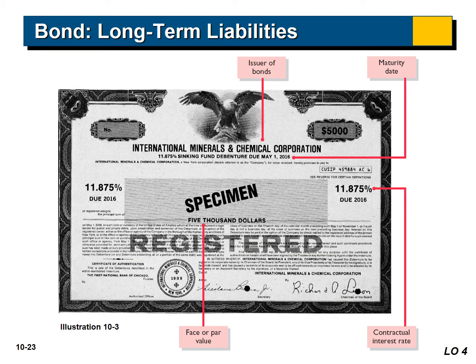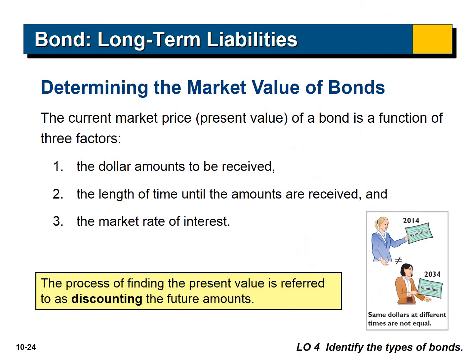And here's an example of a bond certificate. You can see who issued the bond, the maturity date when it's due, the contractual rate, how much interest it's paying, and the face value or the par value, which is $5,000. The market value is the present value, or what the bond is worth on a given day.